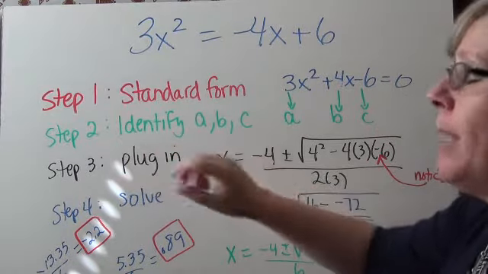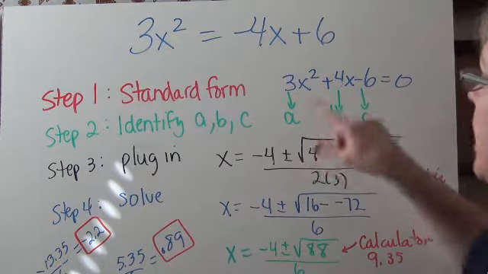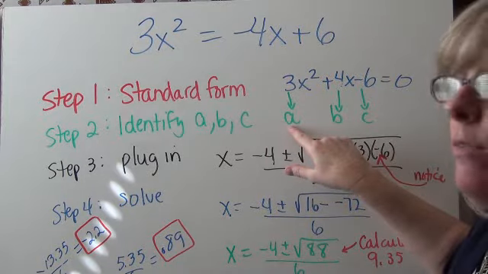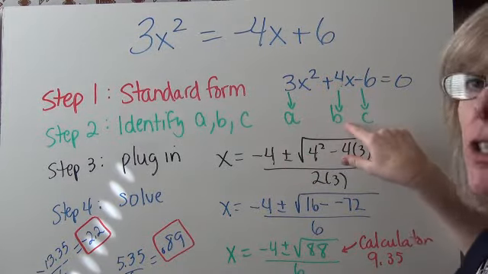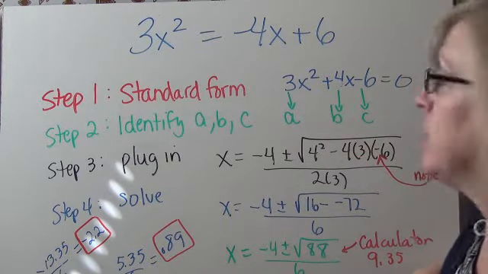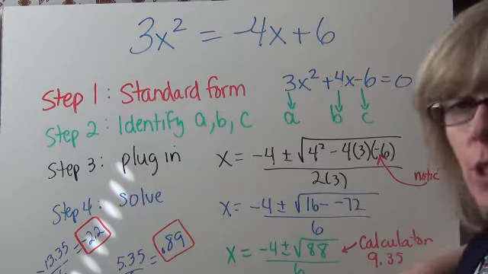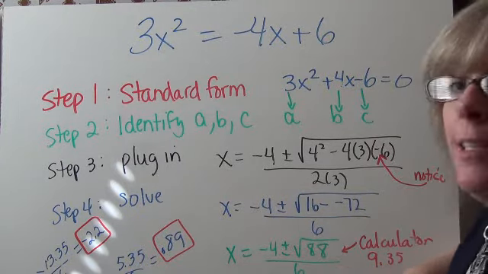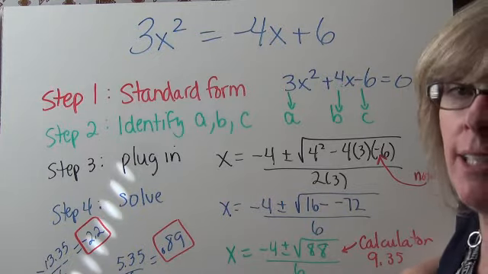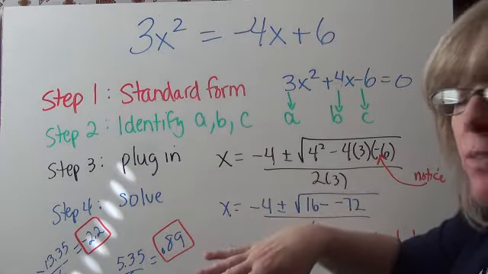Now, step two is I'm going to make sure I know what my a, b, and c are so I can plug those into the equation. A is always the leading coefficient, b is the coefficient of the middle term, and c is the constant at the end. Notice though that this is going to be a negative 6. Each one of those coefficients, a, b, and c, takes the sign with it that's in the equation. So our next step is to plug in those values.